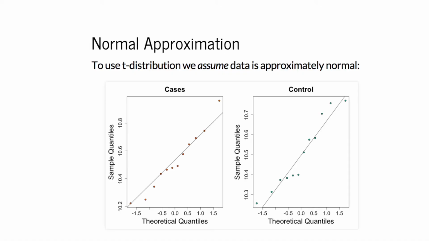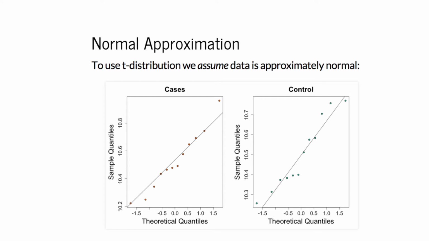We have used it, for example, when we use the t-distribution. When we use the t-distribution, we're assuming that our data is approximately normal. So we have had cases where you have 12 cases and 12 controls. We compared them with a t-statistic. We assumed that the t-statistic followed a t-distribution. To do that, we had to assume that these 12 values from each of the two groups came from a normal distribution. In this figure here, we're showing you a check of that assumption.